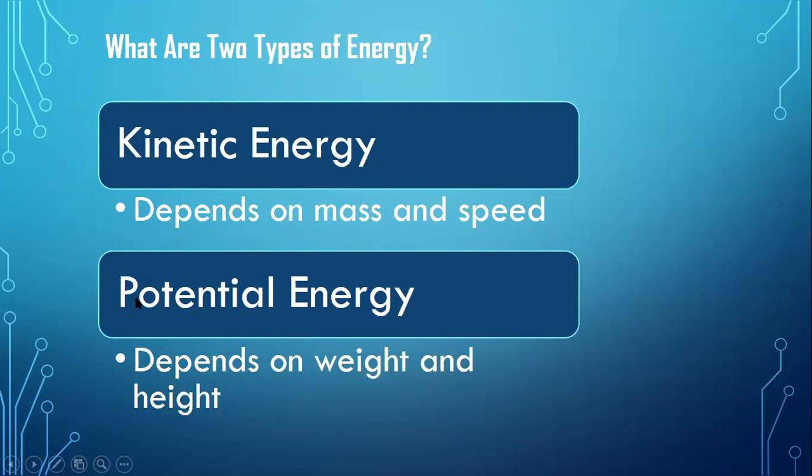And the other type we have, guys, is potential energy. And from its name, potential, it depends on the position acquired by the object. And it depends on two things: one of them is the weight, and the other is the height. So we have the weight in Newton and the height in meters.